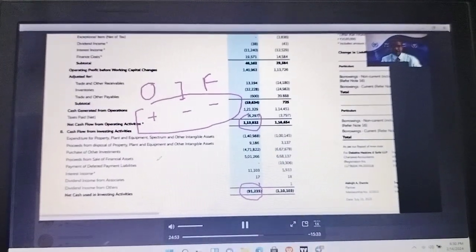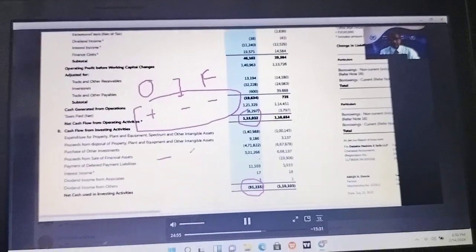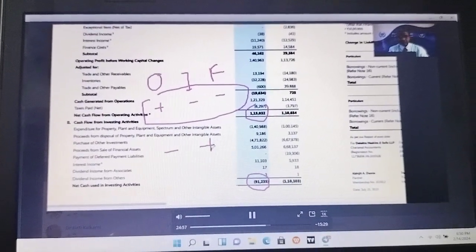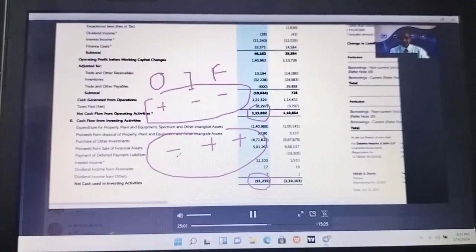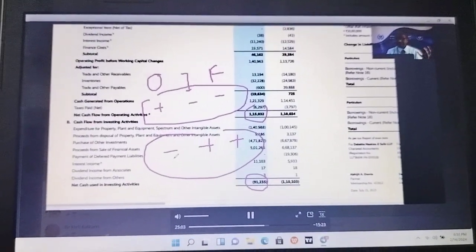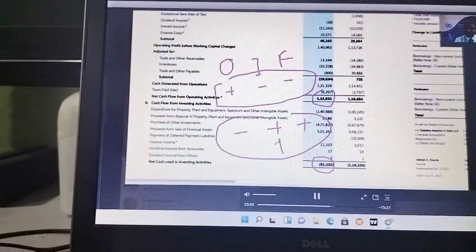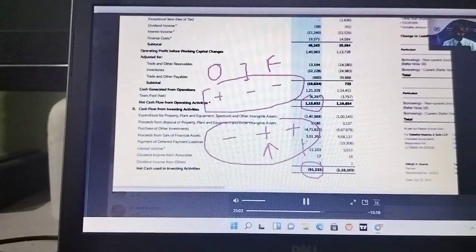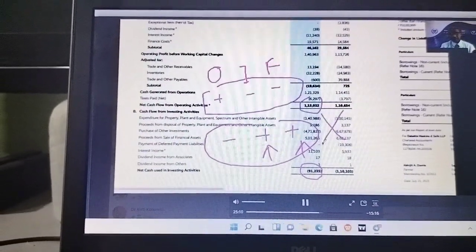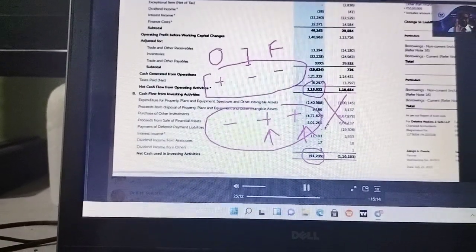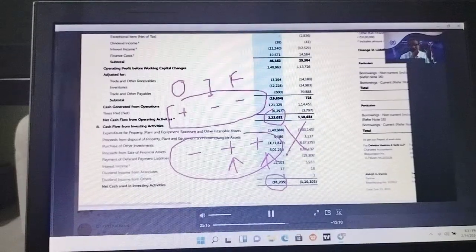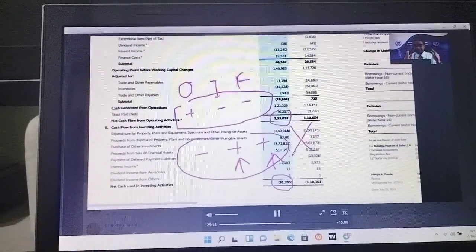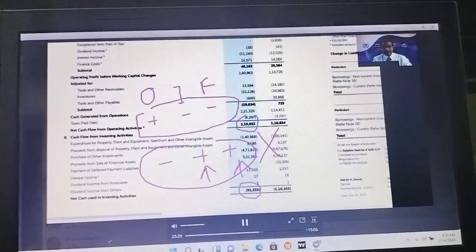What is a bad company? Negative operating and positive investing. What does it mean? It means the company is losing money in the operation, and they are getting cash flow by selling assets and taking loans. So this is a bad company. So from the cash flow statement overview, you check whether operating is plus and I and F are minus, minus, that money is going outside, that's it.